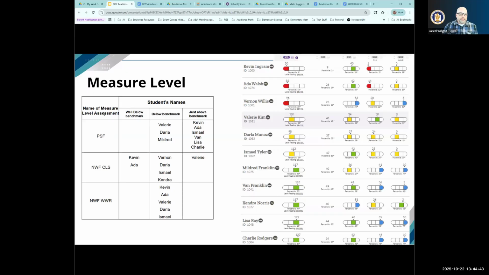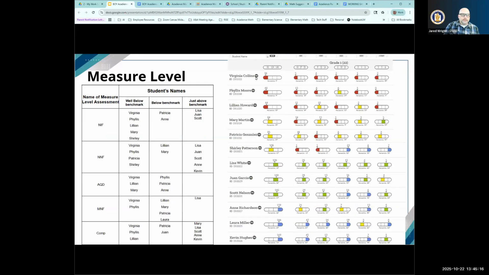And then we have these tables that have the measure level assessment name, and then just looking at the different students who are well below, or just above that benchmark. At this point, we're not really looking at students who are above or quite high at the benchmark. We're going to focus on those students who may need some additional support.